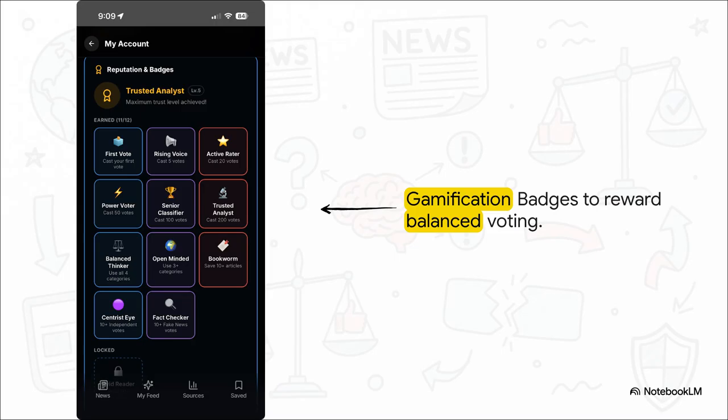FLIC actually rewards balanced, consistent participation through badges. You only become a trusted analyst after casting over 200 thoughtful votes. But even more importantly, to earn the Balanced Thinker badge, a user has to actively use all 4 voting categories over time. So the system mathematically disincentivizes extreme single-issue voting and actively rewards users who demonstrate they are evaluating a really wide spectrum of media fairly.